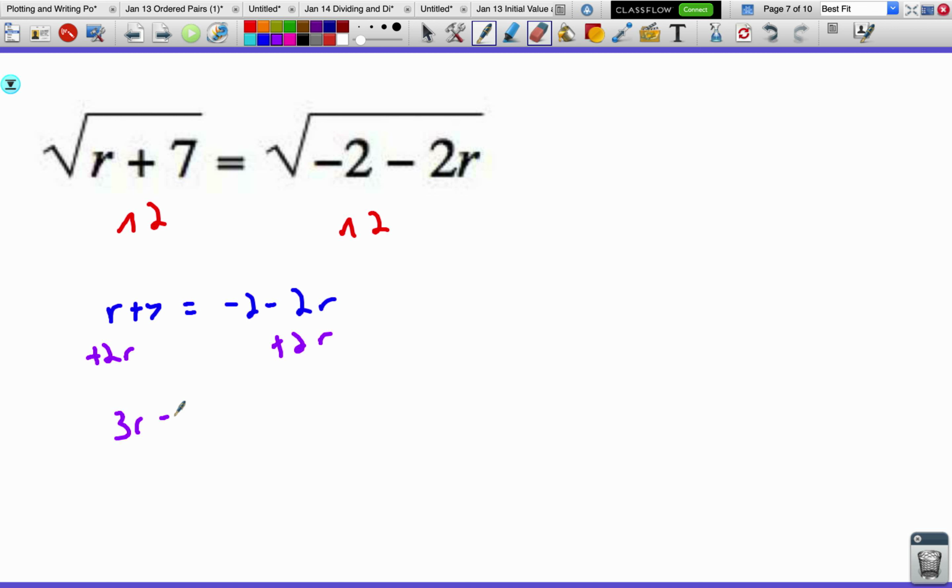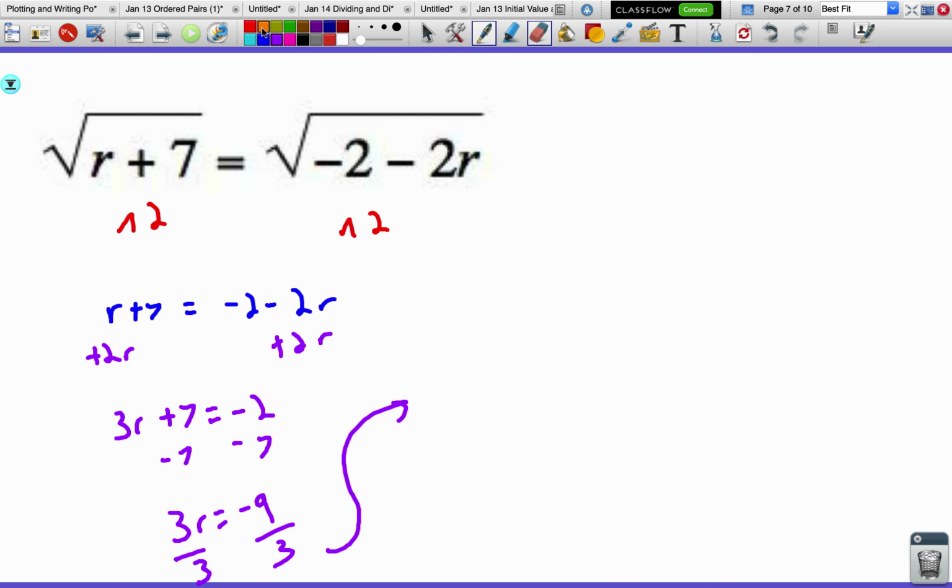All right, so let's get our r's together by adding 2r to both sides. We now got 3r plus 7 equals -2. Let's move our constants away from the variable. 3r equals -9. Divide away any coefficients, and we get r equals -3. If I plug that in there, this becomes a 4. Plug that in there. This side becomes a 4 as well. Square root of 4 equals square root of 4. That does balance. 2 equals 2. So this is a good solution.